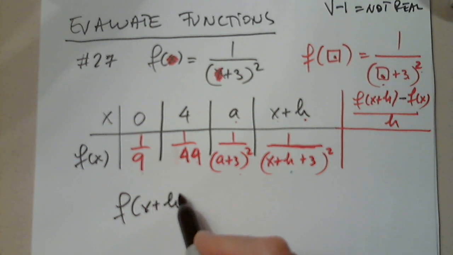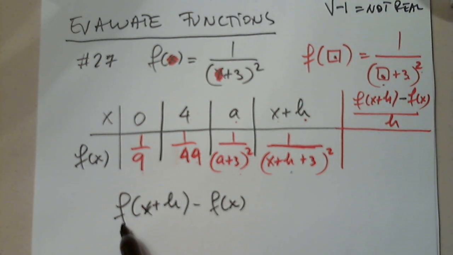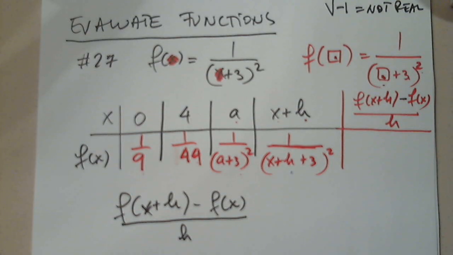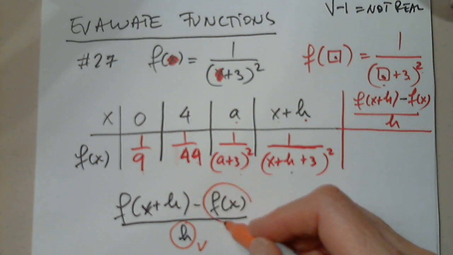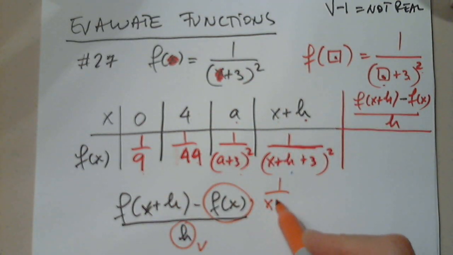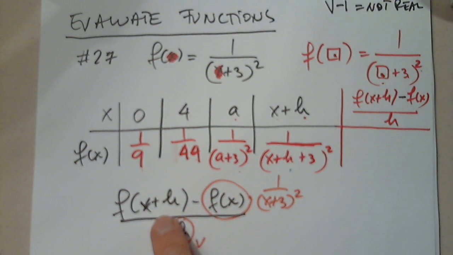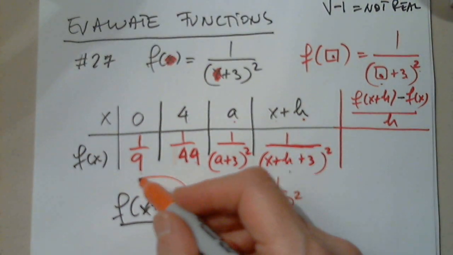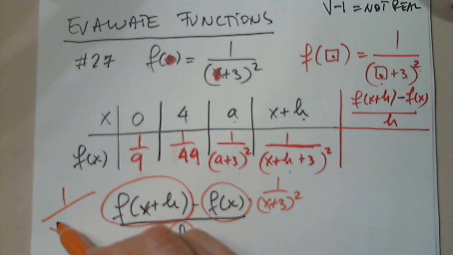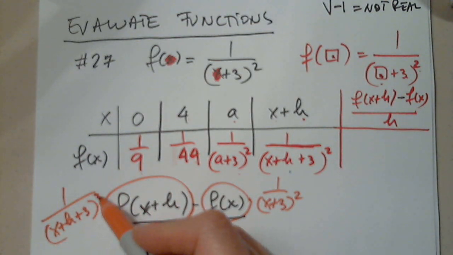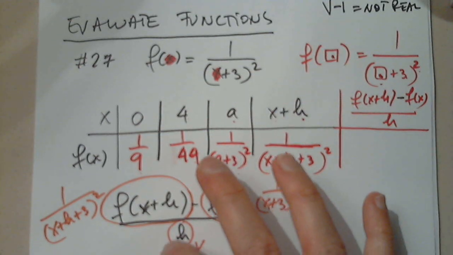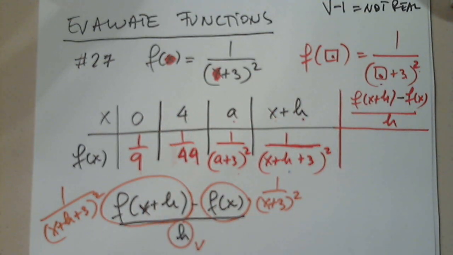So for f of x plus h minus f of x divided by h, this is carved in stone. There is nothing we can do here. f of x is 1 over x plus 3, everything squared. I already determined f of x plus h on the previous step. It is 1 over x plus h plus 3, everything squared. So I have all these 3 pieces. Now I have to put them together. So let's do just that.